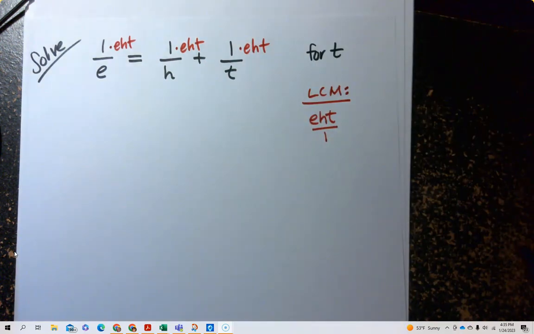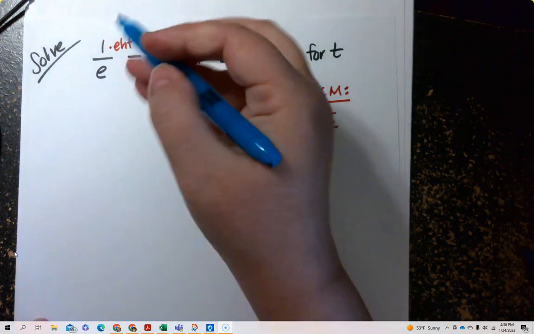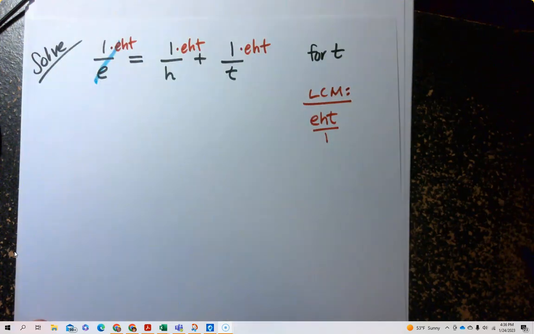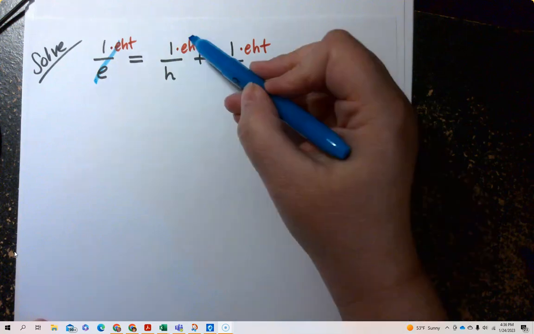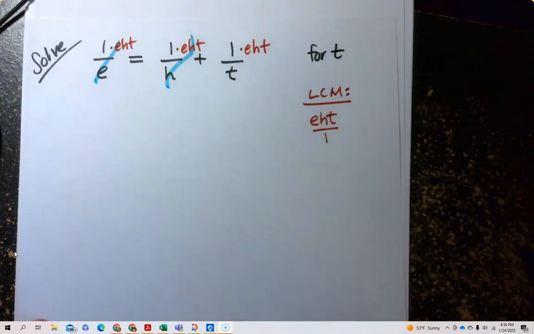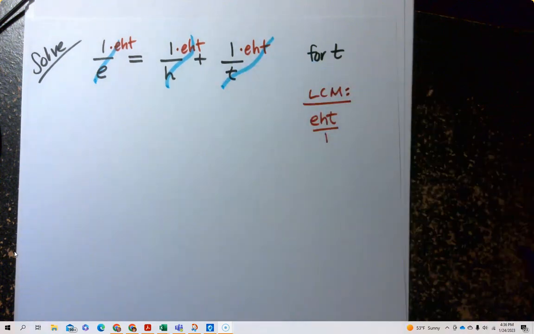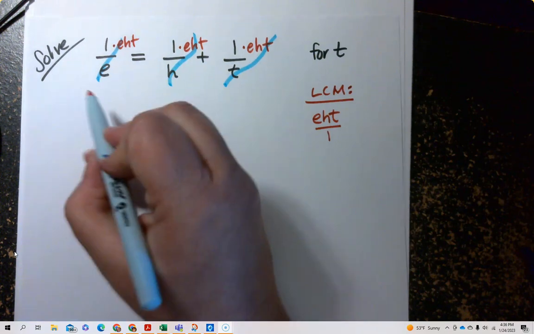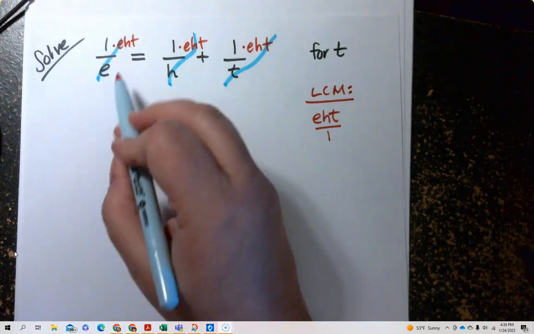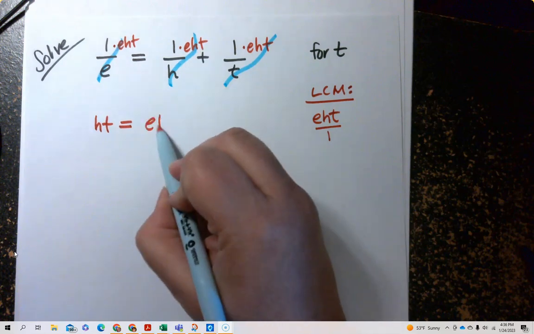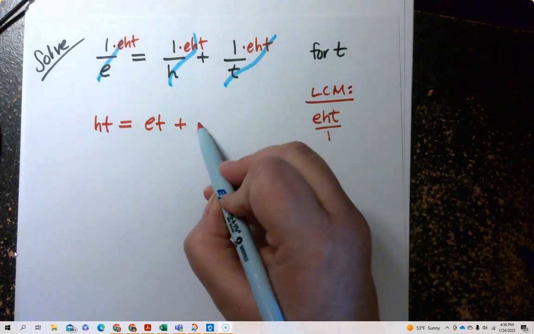Now the reason we did this is about to happen. I'm about to get rid of all my denominators because now I have an E over an E. That's a 1, so that's going to get rid of that denominator. I have an H over an H. There's a 1, gets rid of that denominator. And I have a T over a T. There's a 1 also. So now what I have is HT, that's what's left here, equals ET plus EH.